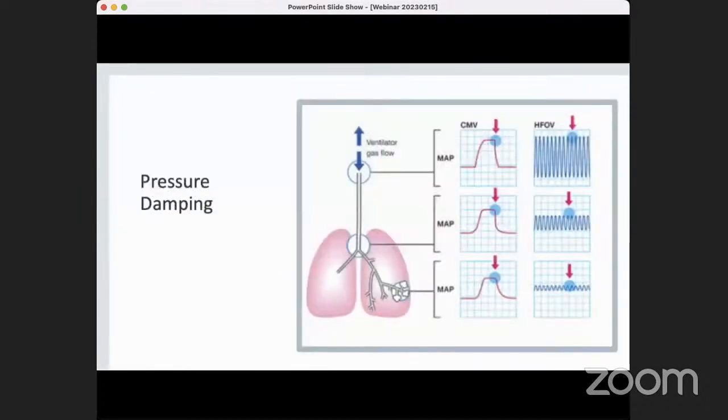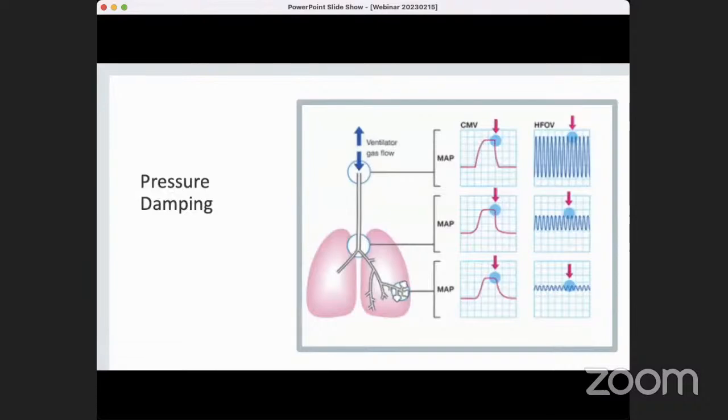Looking at the lung tissue, the HFO appeared to be more lung protective. But as you can see at the top of the image, it looks like there is more pressure on the HFO than on the CMV at the proximal flow sensor, and it also looks like pressure is being applied more often. So, why can it be said that HFO is lung protective?